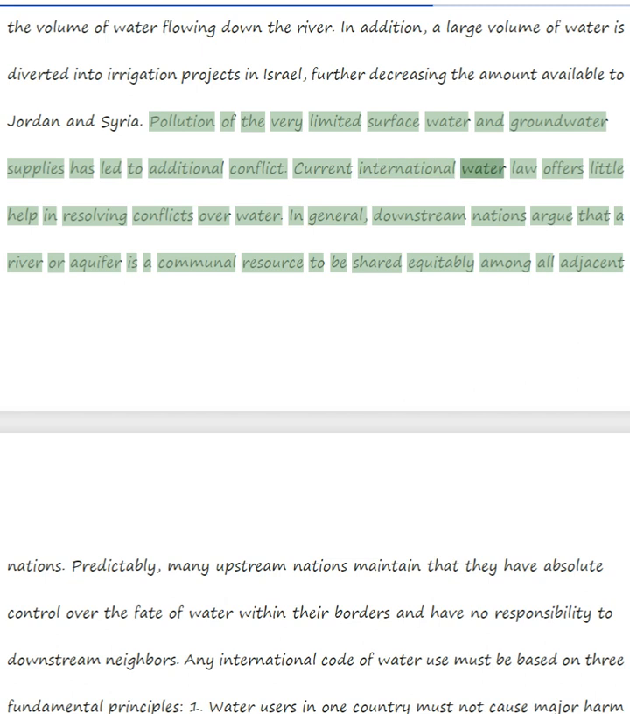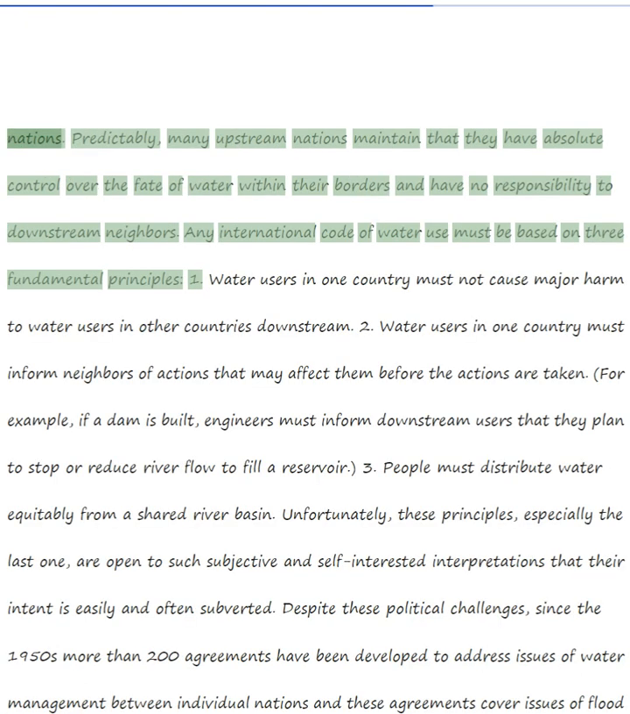Current international water law offers little help in resolving conflicts over water. In general, downstream nations argue that a river or aquifer is a communal resource to be shared equitably among all adjacent nations. Predictably, many upstream nations maintain that they have absolute control over the fate of water within their borders and have no responsibility to downstream neighbors. Any international code of water use must be based on 3 fundamental principles. 1.